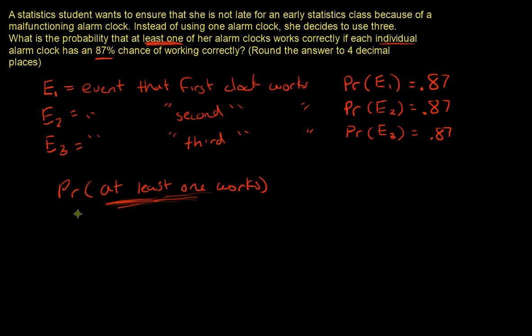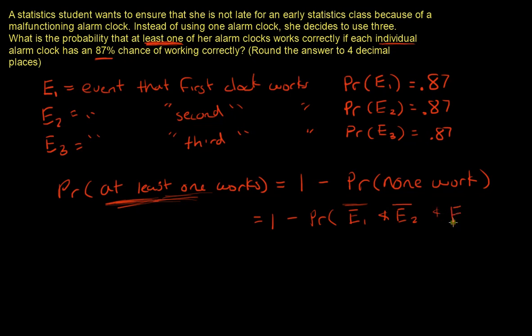A lot of times it's easier not to think about that list because it's so convoluted and difficult to think through. The easier way is to think of the complement, which would be that none work. The only way you don't have at least one working is if none work. So at least one, the complement of that is always none. Sometimes we use the bar over top to note that: E1 is the event that it works, so E1 bar means it does not work. So the first does not work, the second does not work, and the third does not work. That'd be none working.